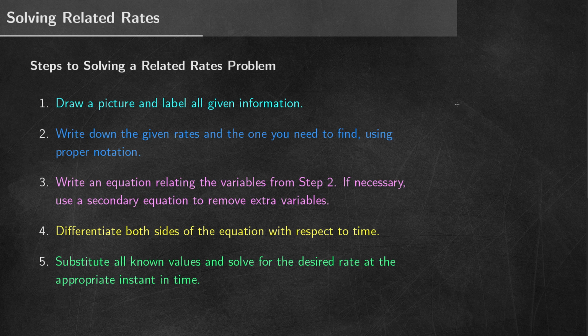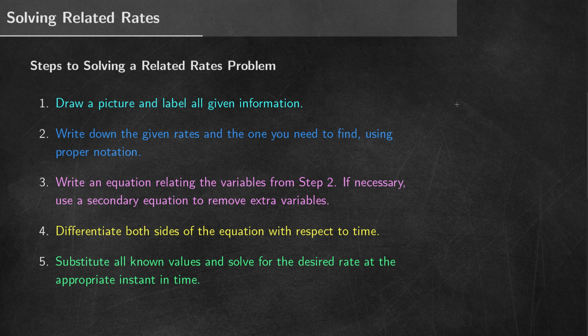In a related rates problem, you're always going to be given at least one rate, and you're going to be asked to find at least one rate. Sometimes more. Usually it's just those two. One that you'll be given, one that you're trying to find. But sometimes we will have additional rates in our problem, and that's okay too.